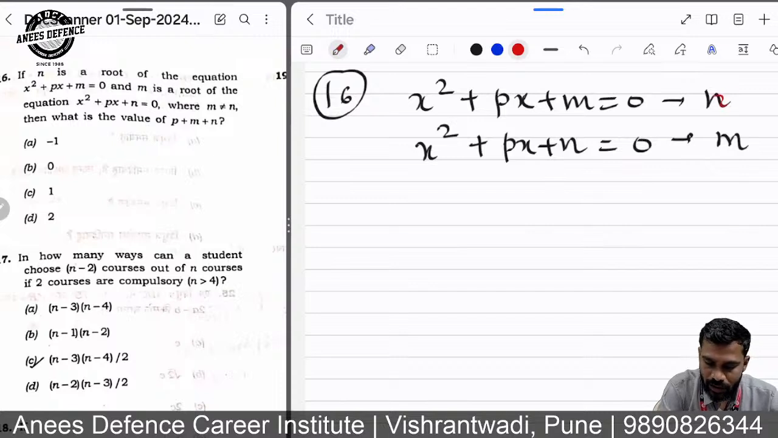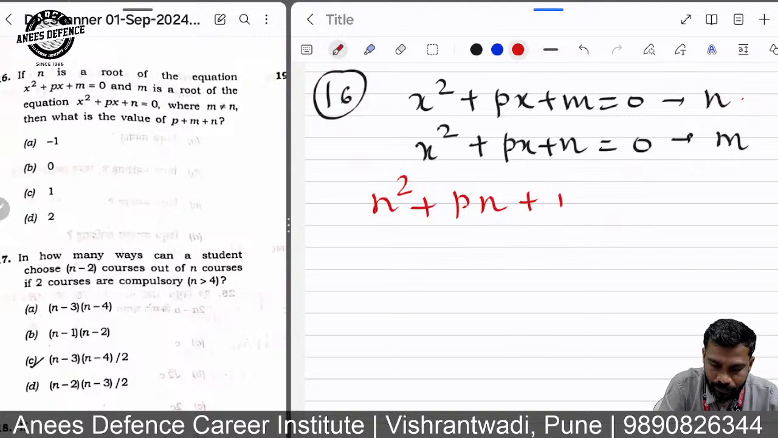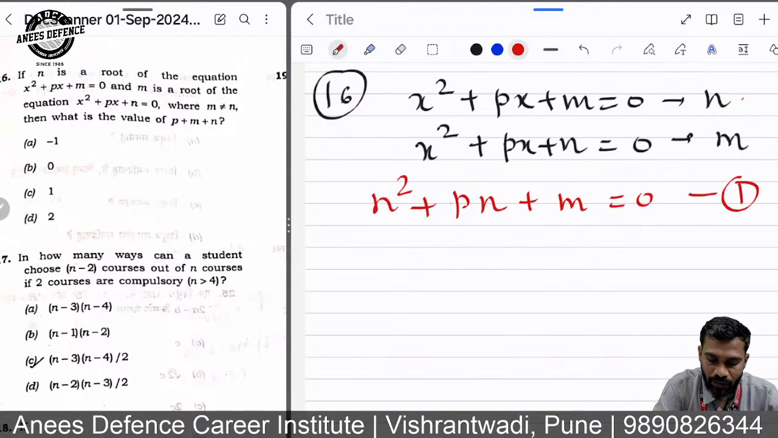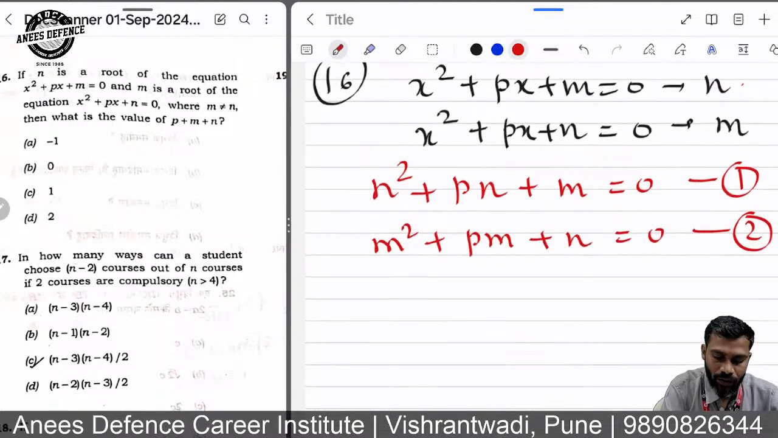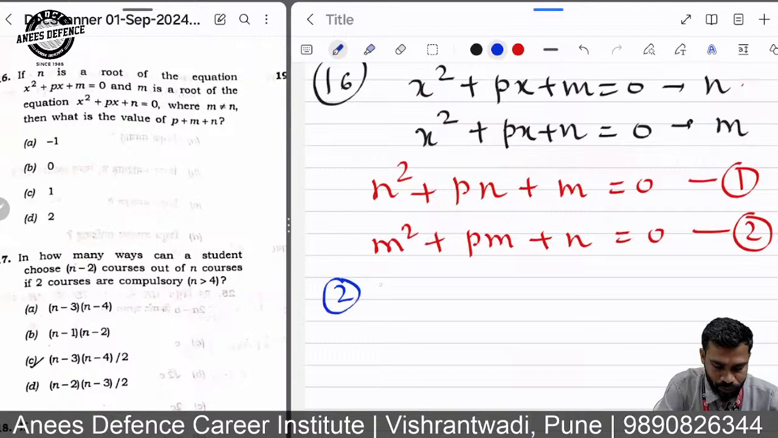So what we can do, since n is the root of this equation, it will satisfy the given equation. So it will be n square plus pn plus m is equal to 0, equation number 1. Similarly, m will satisfy the second equation, so it will be m square plus pm plus n is equal to 0, equation number 2. Now we can subtract equation 1 from 2. So 2 minus 1.